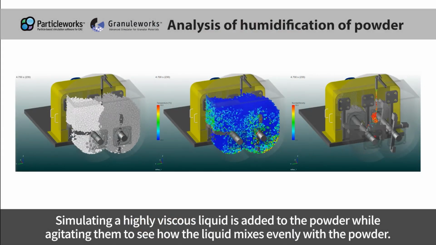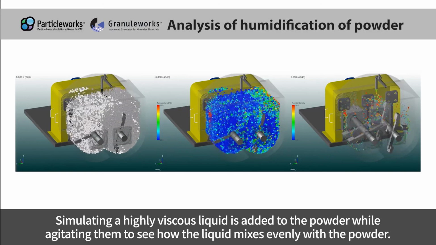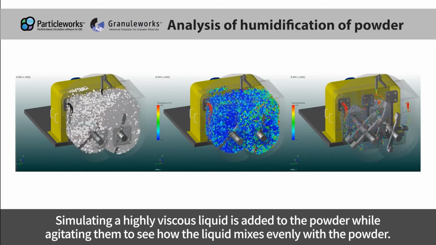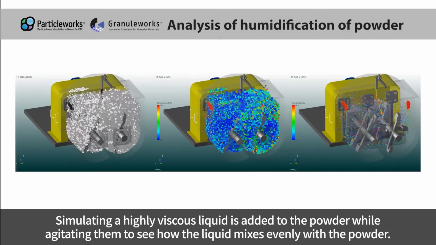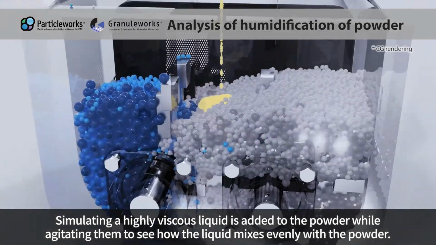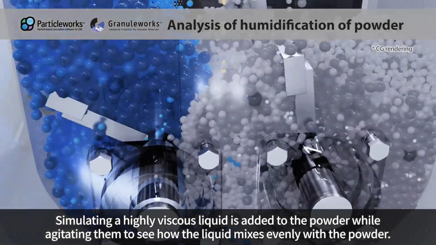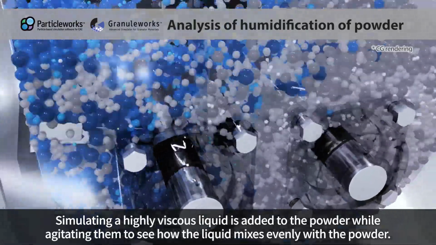Analysis of humidification of powdered and granulated materials using a paddle kneader. A highly viscous liquid is added to the powder and granules while agitating them, and it is possible to see how the liquid mixes evenly with the powder and granules.